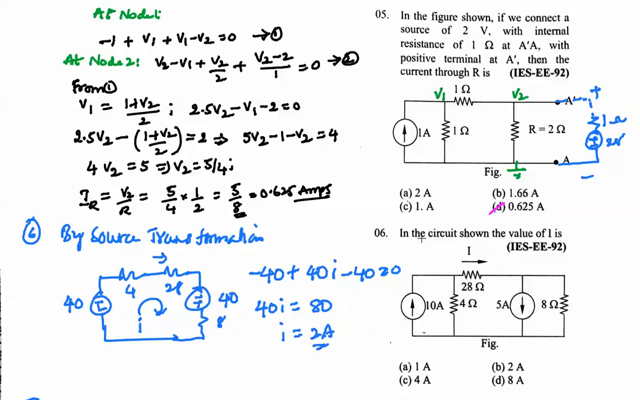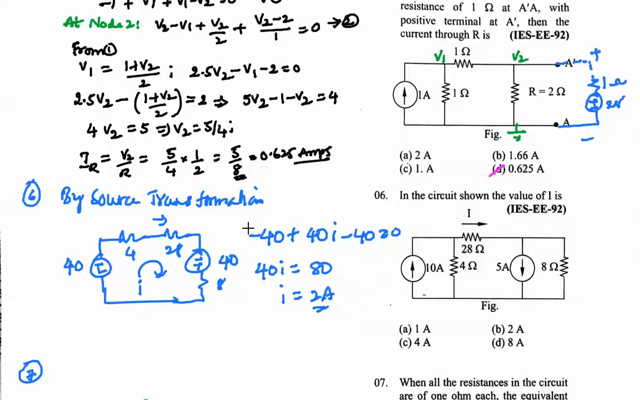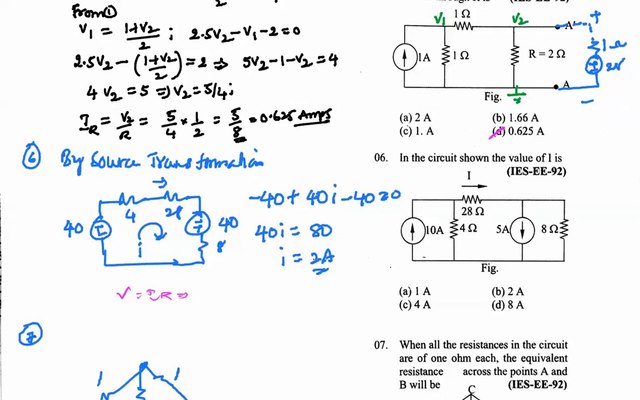Okay. Next, sixth problem. In the circuit shown, we need to find the value of I. Here we will use the source transformation technique. In source transformation, a current source in parallel with a resistance can be represented as a voltage source in series with the resistance. So V is equal to I into R. The current is 10 and the resistance is 4, so this is equal to 40 volts in series with the resistance.